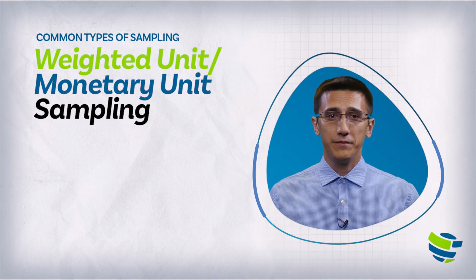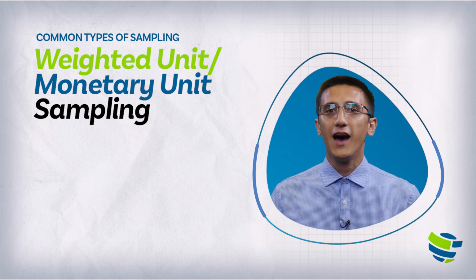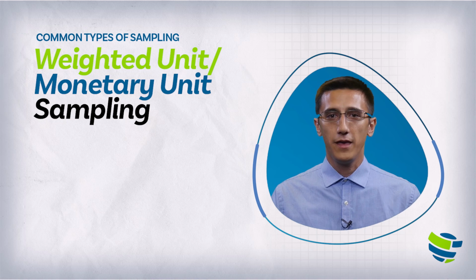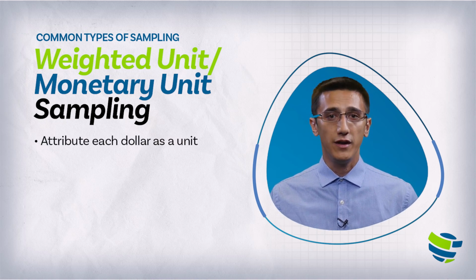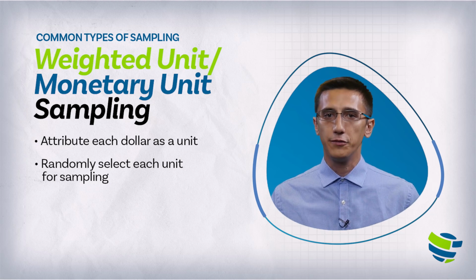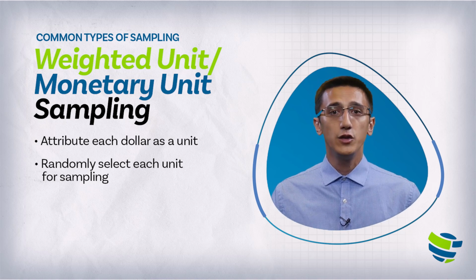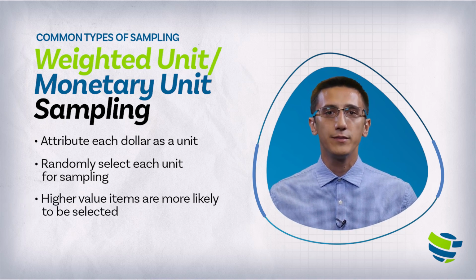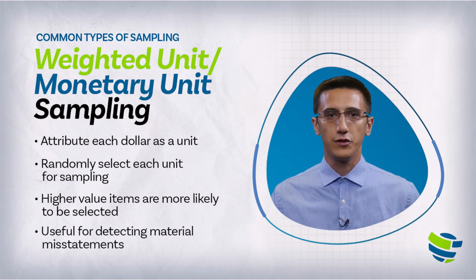Weighted unit sampling, sometimes called monetary unit sampling, is used when you want to target higher values in your population. The easiest way to break this down is to attribute each dollar as a unit and then randomly select each unit for sampling. If you select the same one, you can pick again until you reach your desired sample size. Using this method, higher value items will have a greater likelihood of being selected, which is useful for detecting material misstatements.